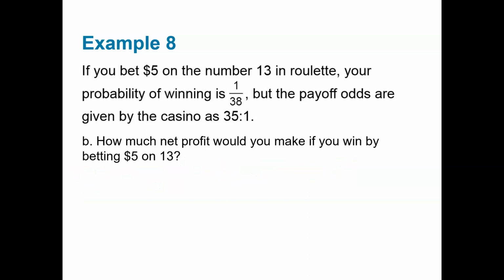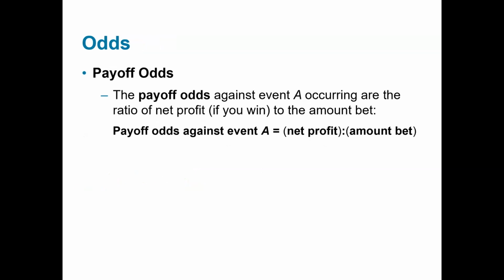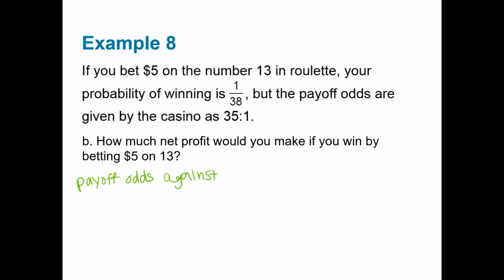Okay, let's look at B. How much net profit would you make if you win by betting $5 on 13? So we're looking at the payoff odds against. The payoff odds against, and I'll go back up to the previous slide, is the net profit to the amount of the bet.